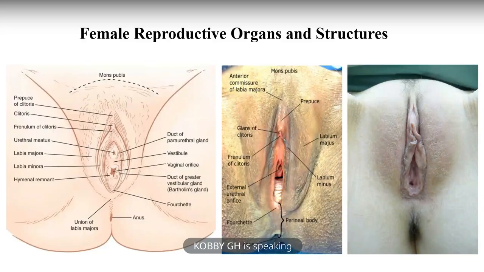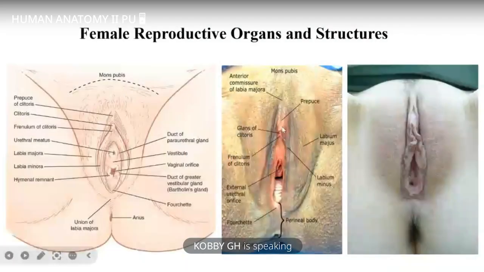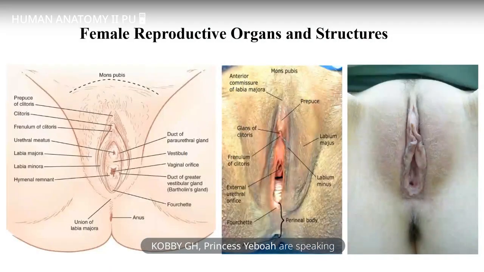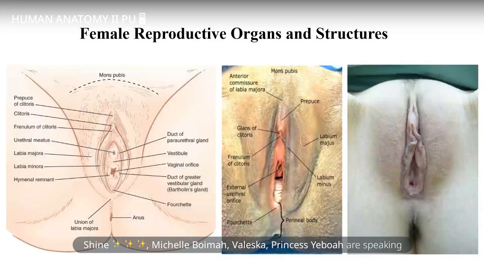Then this is what we call the clitoris. But the clitoris has parts. So you see, this is called the glans of the clitoris. The topmost part of the clitoris, we call it the glans of the clitoris. Say glans of the clitoris.